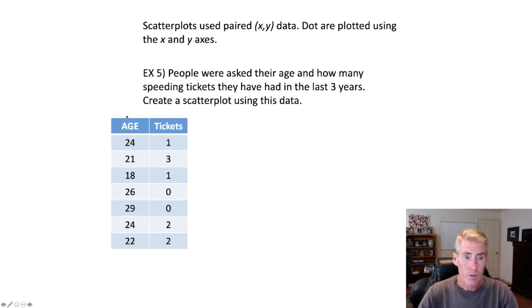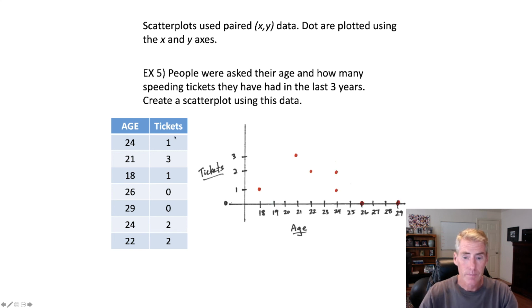Age goes first, so that's going to be the x-axis. Tickets goes second, so that's going to be the y-axis. On the x-axis, I have the ages ranging from 18 up until 29. And for the tickets, the choices are 0, 1, 2, 3, so 0, 1, 2, 3 on the y-axis. Then for this person, 18 and 1, just go over to an 18-year-old that has 1 ticket. Here's a 21-year-old that has 3 tickets. A 22-year-old that has 2 tickets, etc.